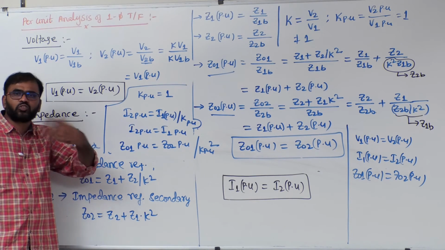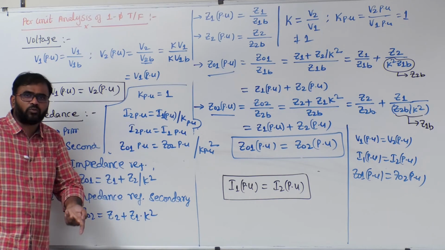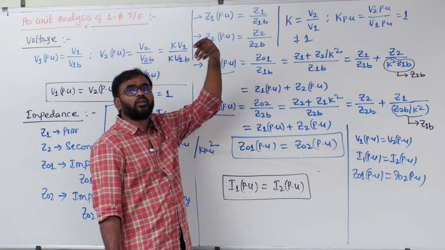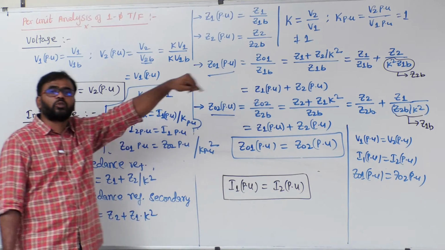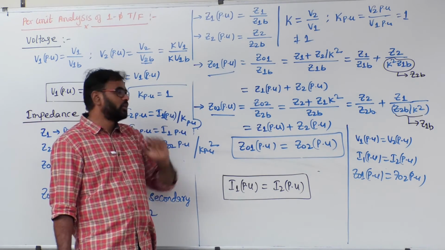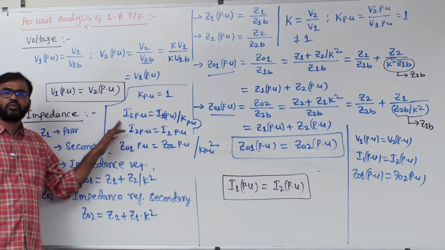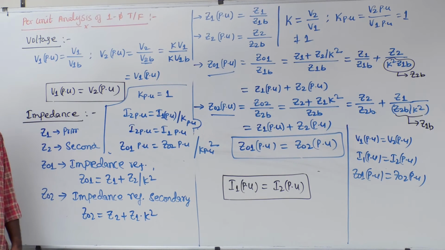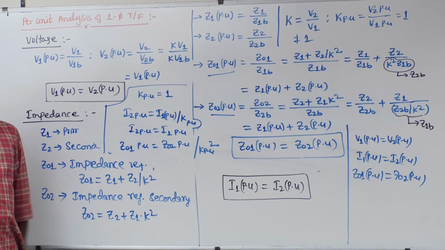That means K is the transformation ratio in per unit form. We calculate it by dividing secondary voltage in per unit by primary voltage in per unit. But V2 per unit and V1 per unit are the same. That's why K in per unit form is always 1. That's about the analysis of the single phase transformer.